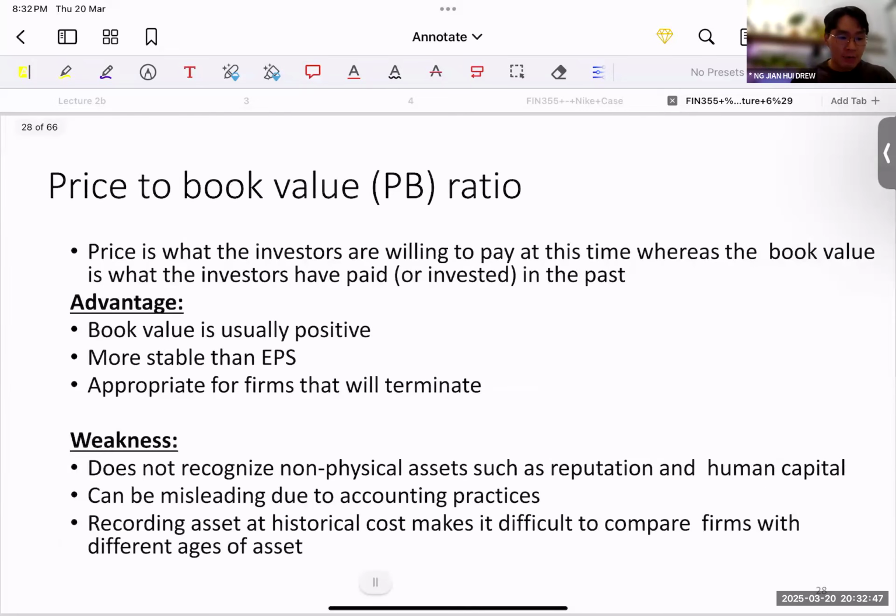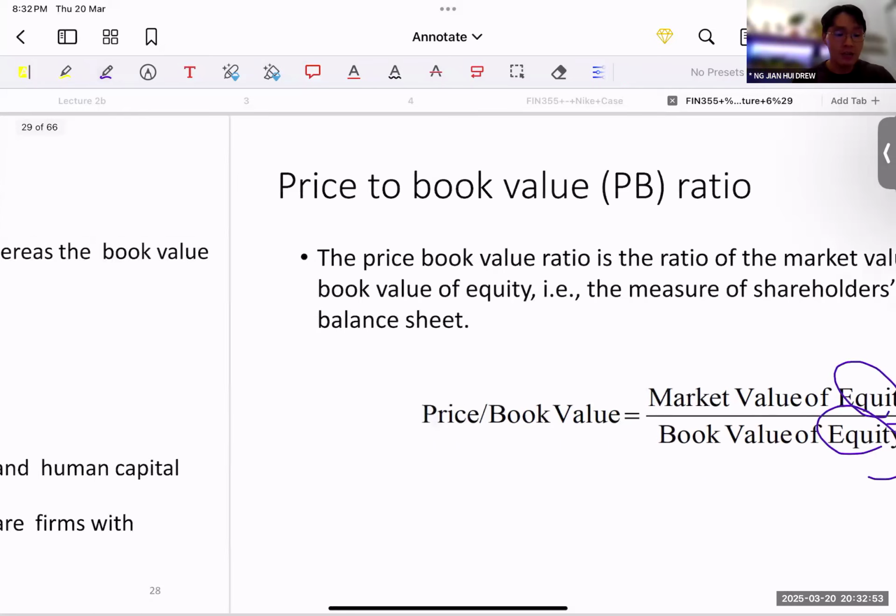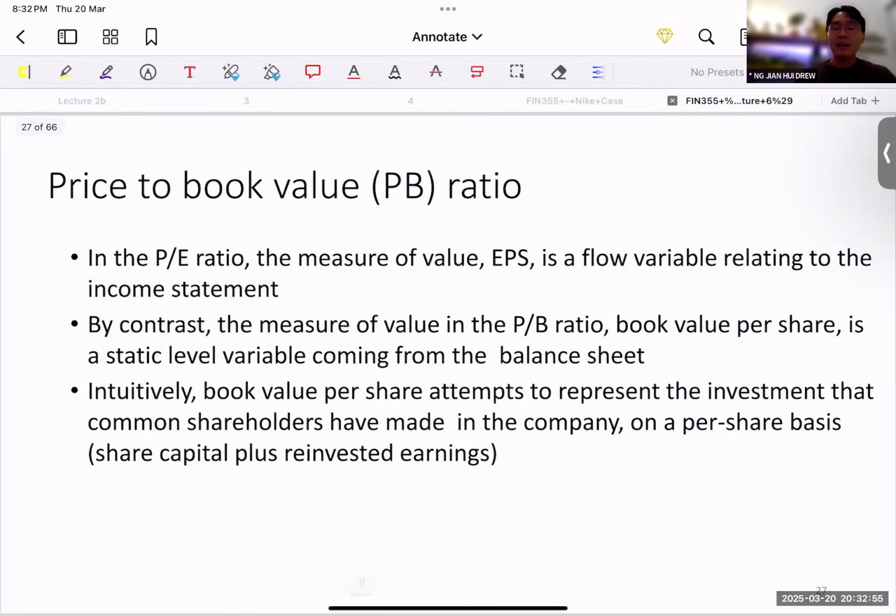And when we think about books, we are looking at the equity. So we are comparing the value of the equity in the market versus the value of equity in the books. Of course, when the shareholders inject the money, that value is the book value in the books, your balance sheet. So you do the comparison like this: what is in the market versus what's in the books.